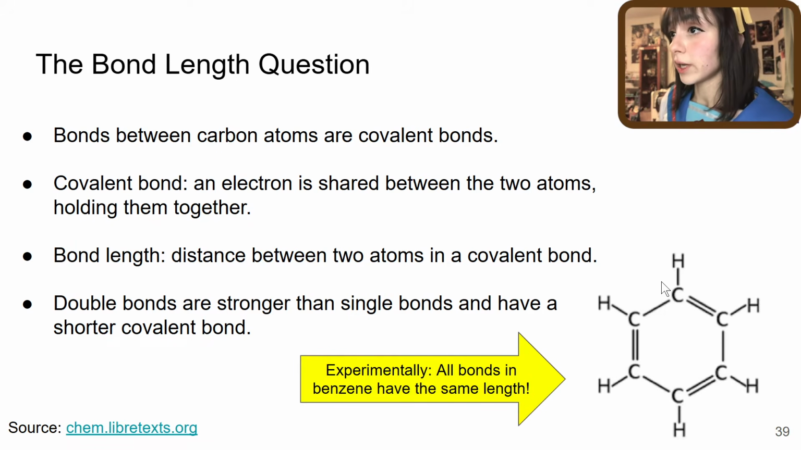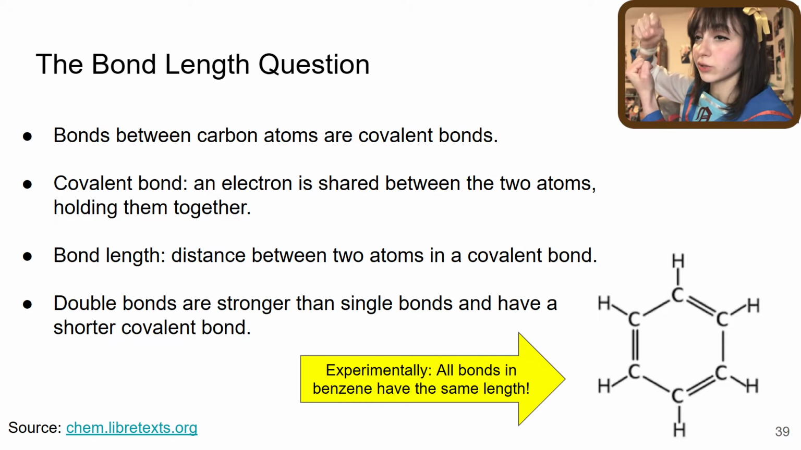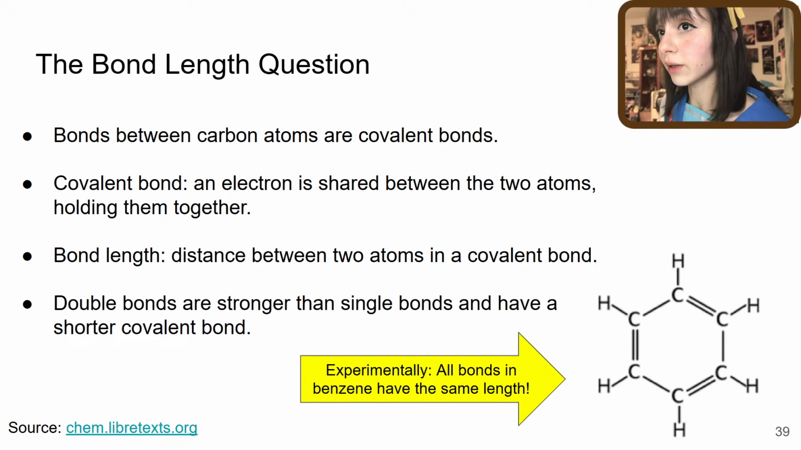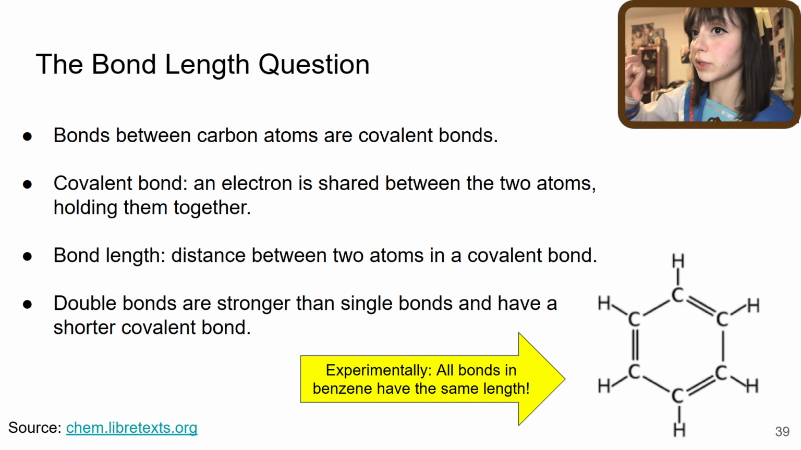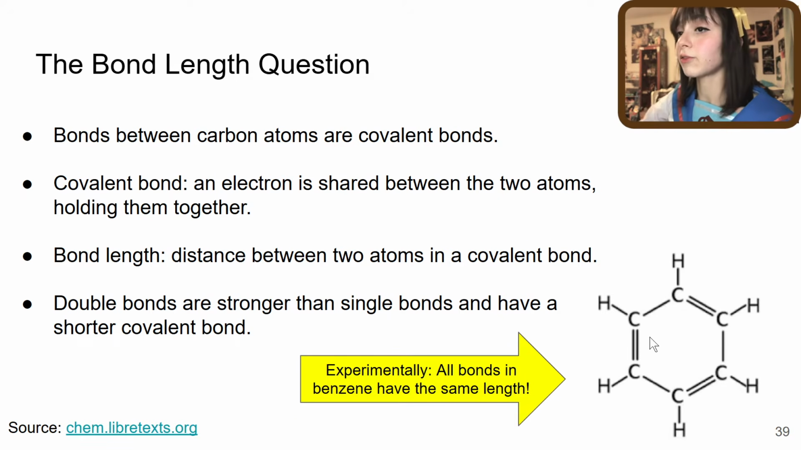Because in a double bond you have two electrons shared, you expect a shorter bond length, so that the atoms are closer together because more electrons are holding them together. Typically this is the case. Double bonds are stronger than single bonds, meaning the bond length is shorter, whereas a single bond is just one electron being shared, so you expect a longer bond length. However, when they measured all the bonds in benzene, they found that they all have the same length. So how does this make any sense? How do I have some single bonds and some double bonds, but in reality they all have the same length?